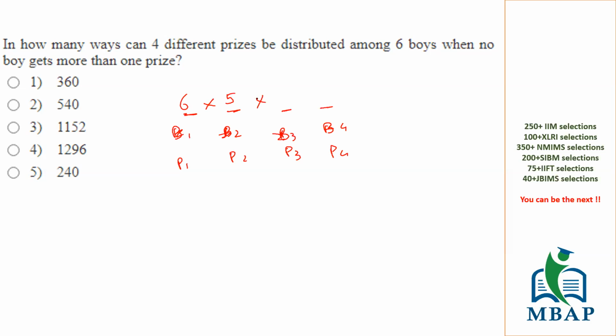Same way, two boys gone, we will be remaining with four, and out of four, someone will get the third prize, and in the end, you'll be remaining with three boys, and out of three, this person will get the fourth prize, which is remaining. These are four different prizes, not in the sequence of 1, 2, 3, 4 rank, but just four different prizes. So our answer will be 6 5s are 30, 30 into 4 is 120, 120 into 3 is 360.